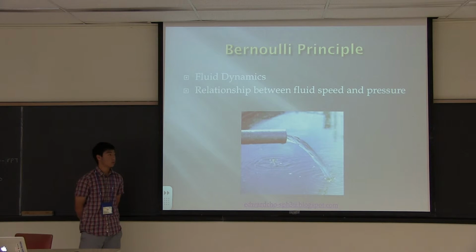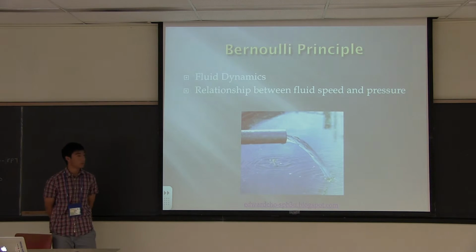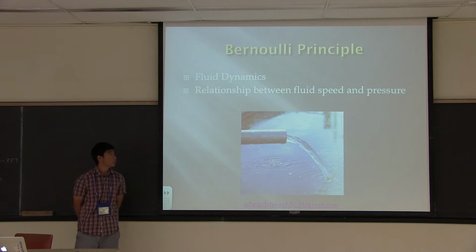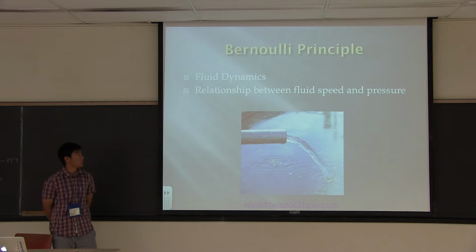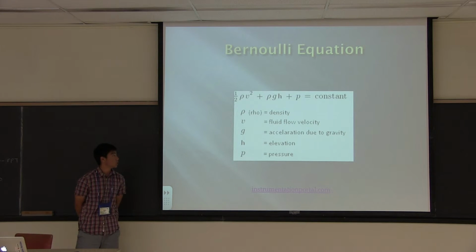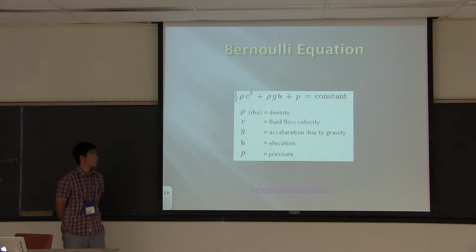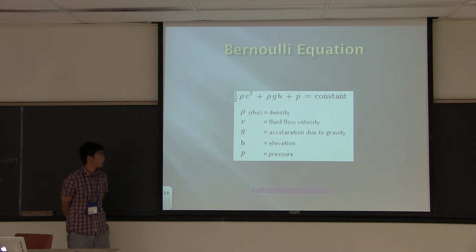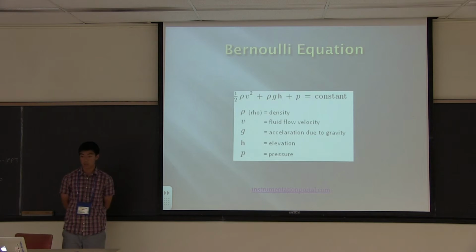The significance is that it shows a relationship between the fluid's components such as speed and pressure, and it can be represented by the Bernoulli equation. It states 1/2 rho v squared plus rho gh plus p is equal to a constant, where rho is density, p is pressure, v is velocity, g is gravity, and h is height. And it all equals a constant.